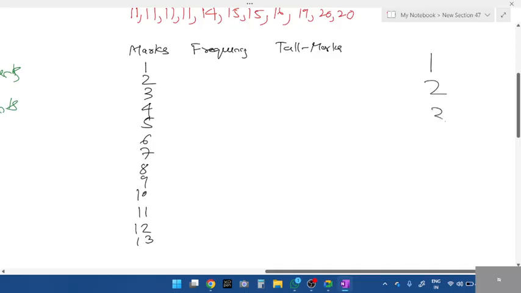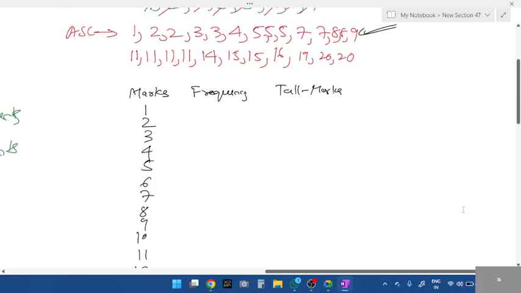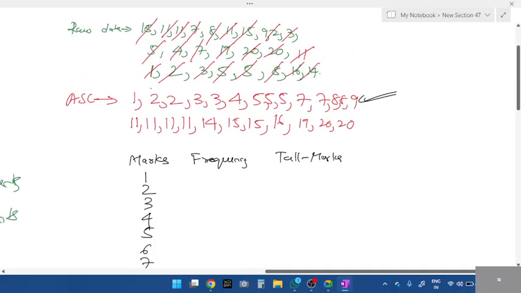What are the different numbers we had? Only up to 5. Whenever it is up to 5 or 6, it is fine, students. You can write it like this. Here, what is the lowest mark we have? The lowest mark is 1. The highest mark is 20.